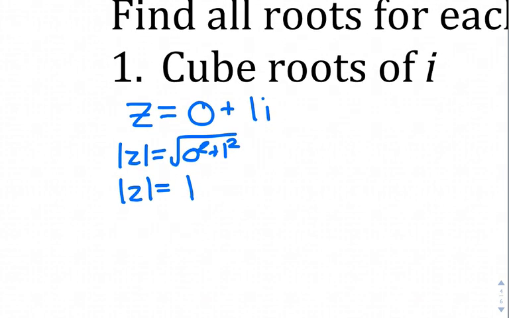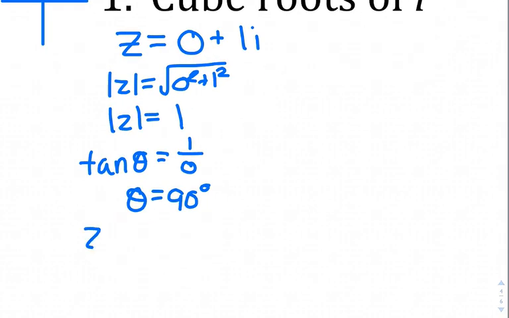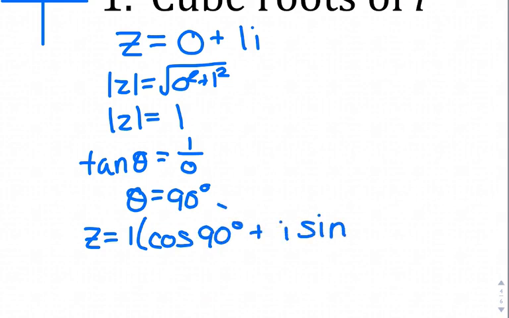For tangent, it's b over a, so that would be 1 over 0. So we're thinking about where tangent is undefined, and if you think about your unit circle, it is either at 90 degrees or 270. So if I plot this point (0, 1), it's up here. Therefore, theta is 90 degrees. So to write this in polar form, it would be 1 (cosine 90 plus i sine 90).